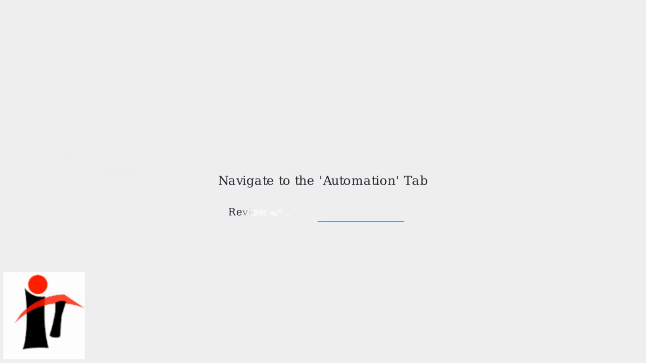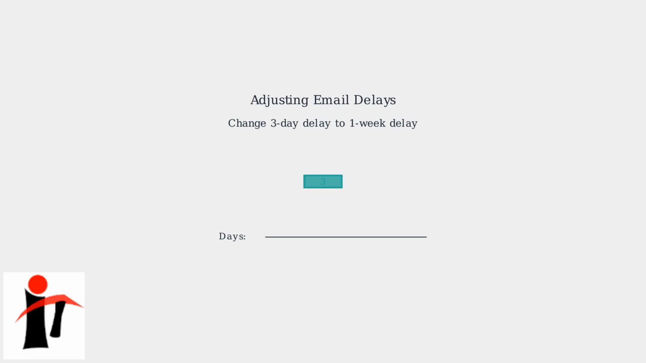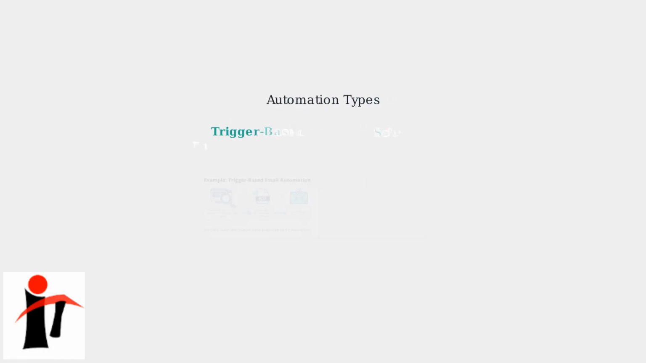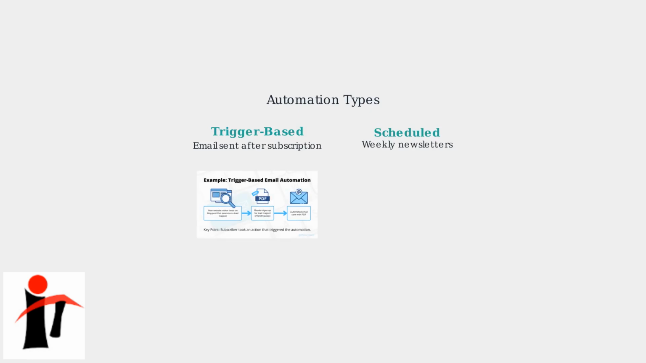To review and modify these copied automation rules, navigate to the Automation tab in your Beacons.ai dashboard. Here you can examine each trigger and make adjustments as needed. For example, you can adjust the timing between automated emails. If the original funnel had a 3-day delay between messages, you could easily change it to a 1-week delay by modifying the trigger settings.